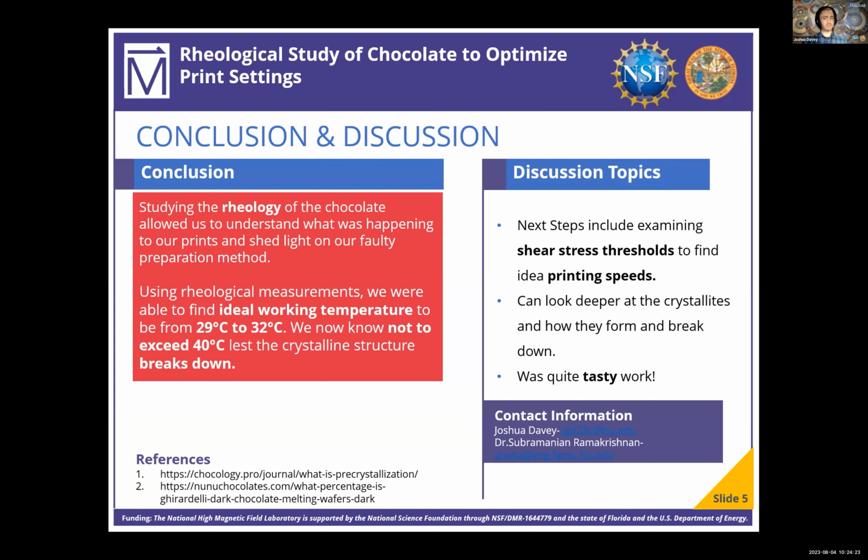The next couple steps for this would be to start examining shear stress thresholds to see how fast we can have this material moving before it starts to break. And that'll give us a good indication of printing speeds. We can also continue to look into the crystallites, their structures, how they form, how they break down, how quick can they form, how quick can they break down. And overall, this was quite a tasty project, and I look forward to continuing to work on it.